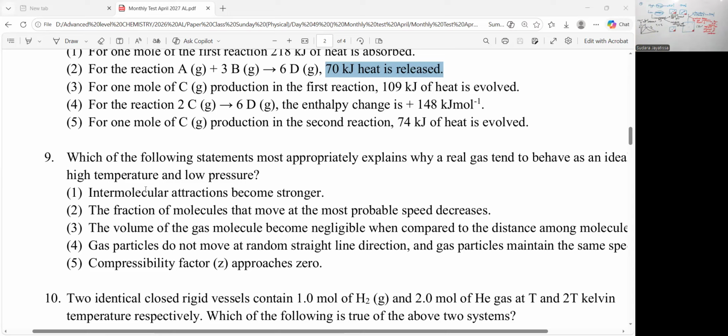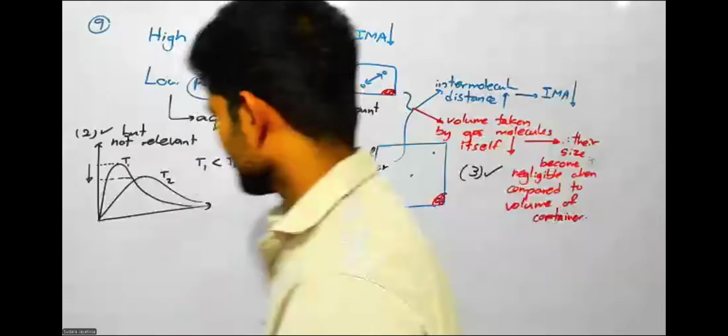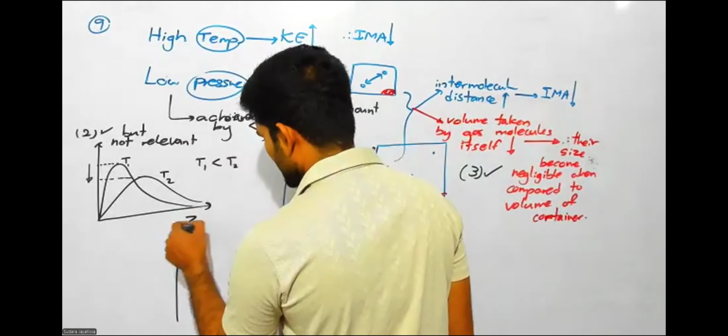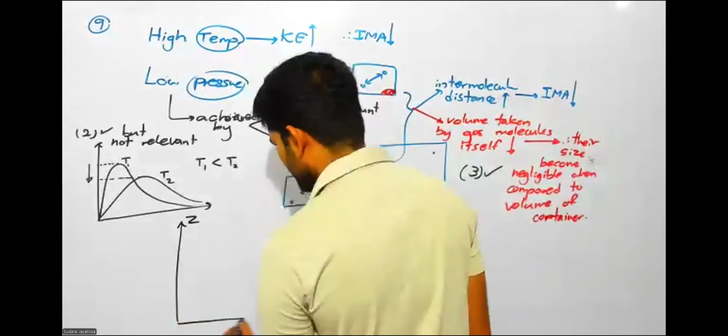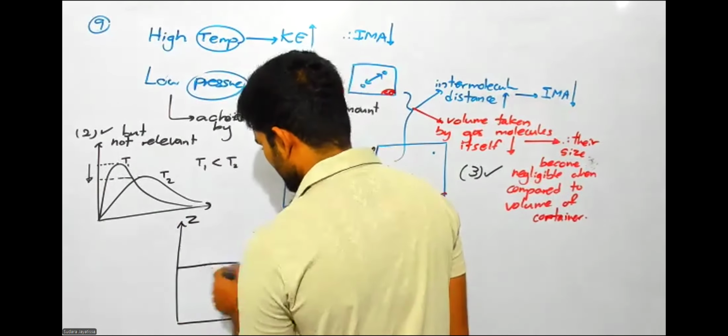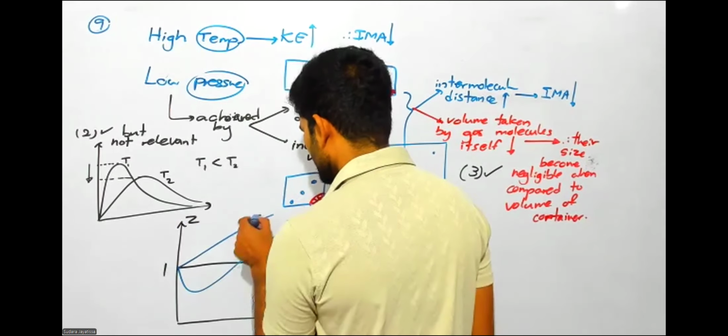And the fifth one is talking about the compressibility factor. It says the compressibility factor doesn't approach zero. You remember this compressibility factor graph? It is also a good explanation. Is it compressibility factor against pressure? Okay. For an ideal gas, the compressibility factor is 1. And for a real gas, it can show two different behaviors, either this one or this one. Both are for real gases.